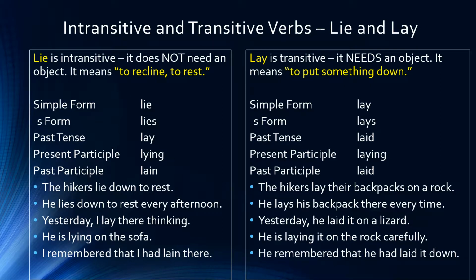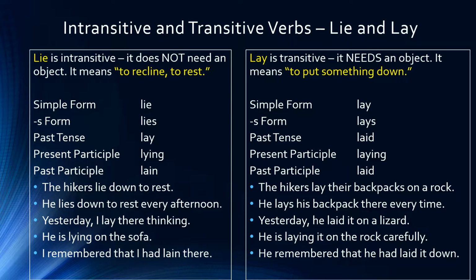Now here are examples. The simple form, the hikers lie down to rest. The S form, he lies down to rest every afternoon. The past tense of lie is lay, and this is where some confusion comes in, because if you look over to the next list, you'll see that on the word lay, the simple form is lay, whereas the past tense of lie is lay, which can indeed cause some confusion.